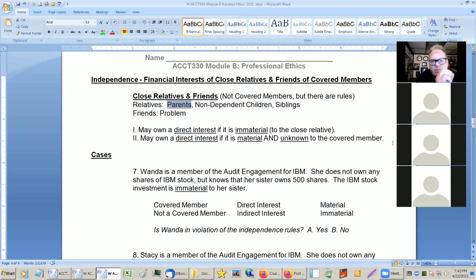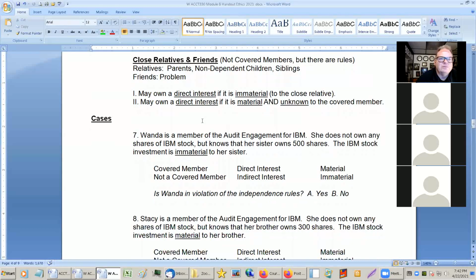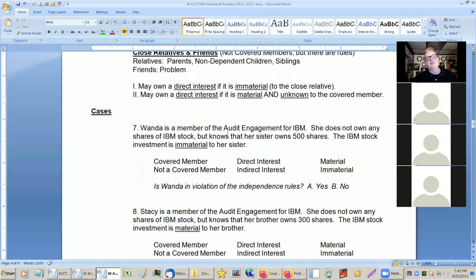So if it's unknown, the auditors are fine. Now again, the problem is how do you prove that it's unknown? Proving the negative is impossible. You can't say, here's a picture that shows me not knowing that. But if it's unknown, then it's allowed. If you think about it, they don't know about it, so it can't influence them if it truly is unknown.